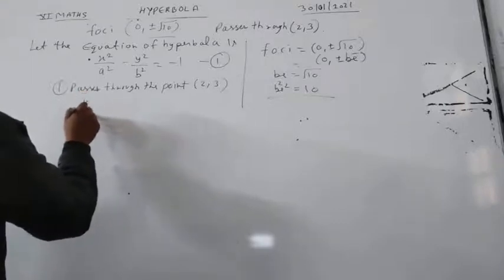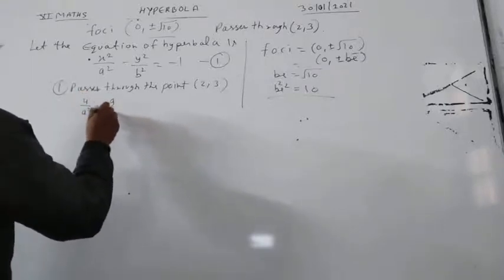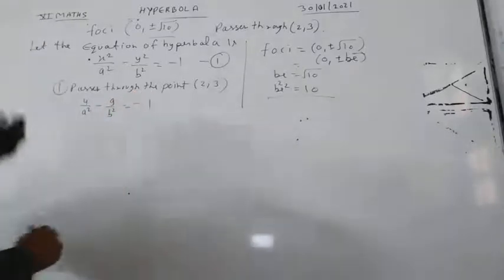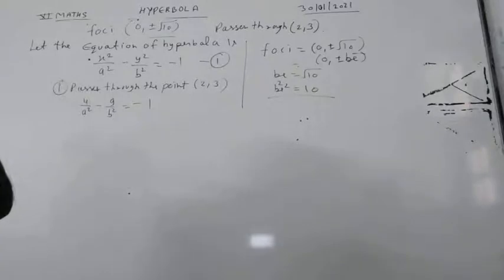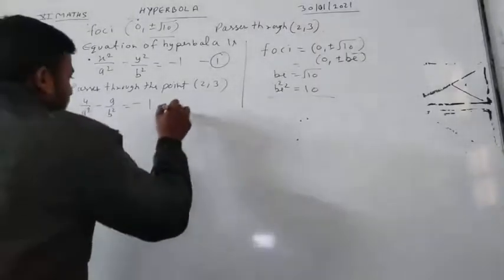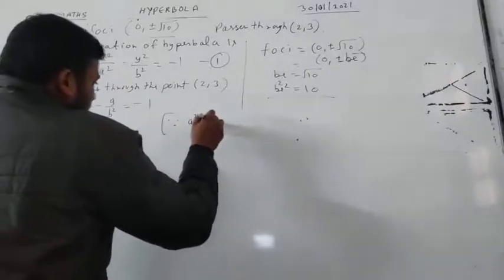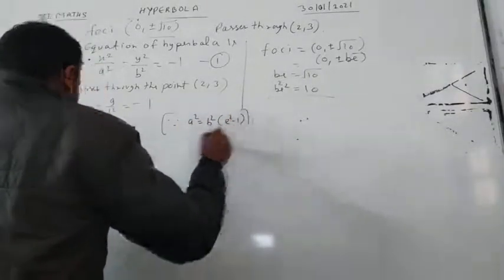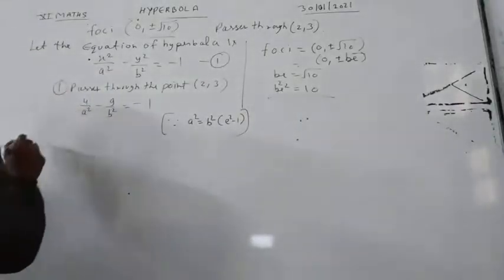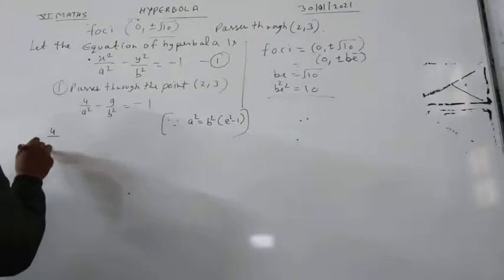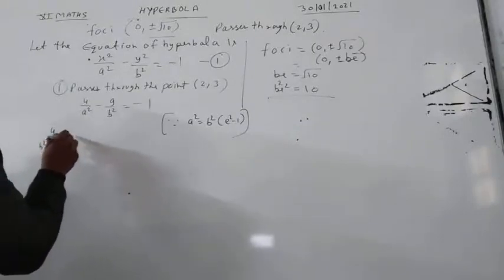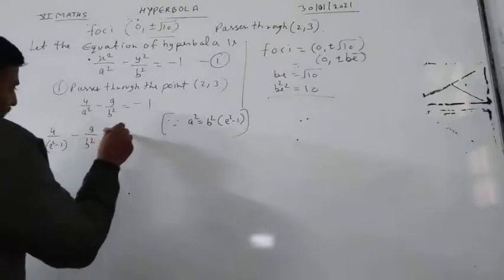So we write 4 by a square minus 9 by b square is equal to minus 1. Okay, students, so this is our equation changed in this form. And students, you know, in this case a square is equal to b square (e square minus 1). So when we substitute this, we get 4 by b square (e square minus 1) minus 9 by b square is equal to minus 1.